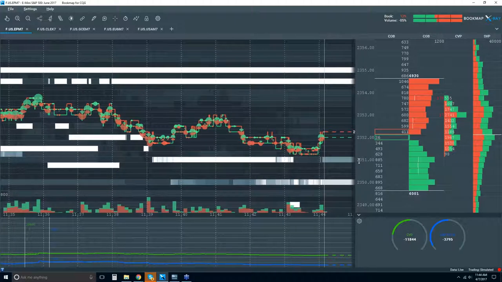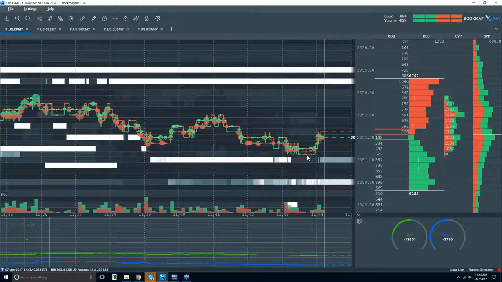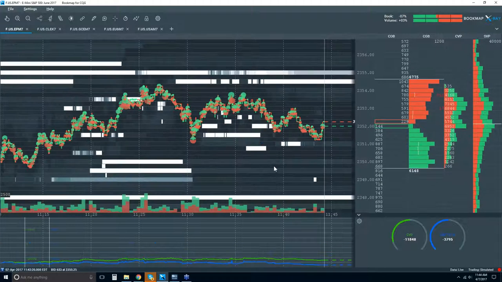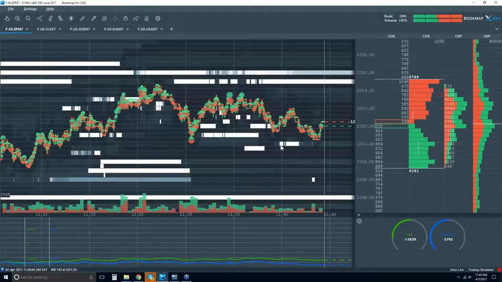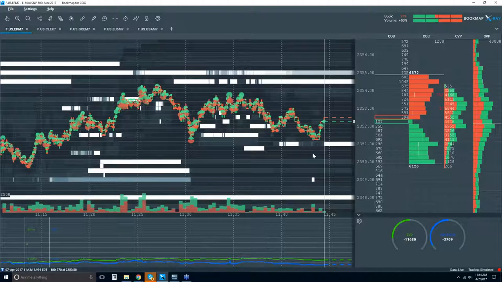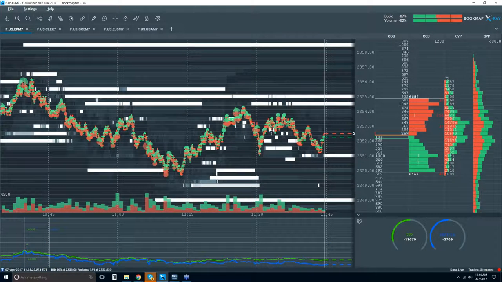In fact, at 51, they're starting to come back into the market. So this isn't giving me that insight that we're piecing together by objectively reading the auction and the transactions. So we're not really getting insight right now. At the moment, this is what we know.